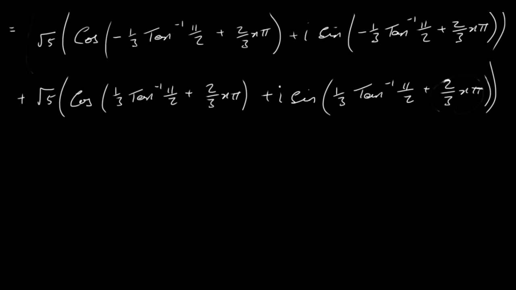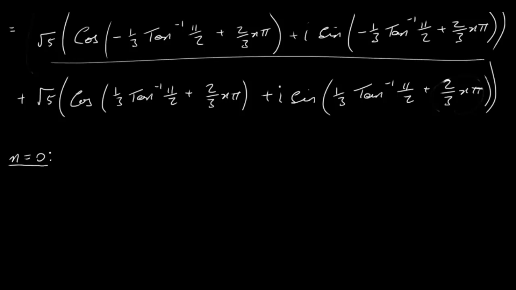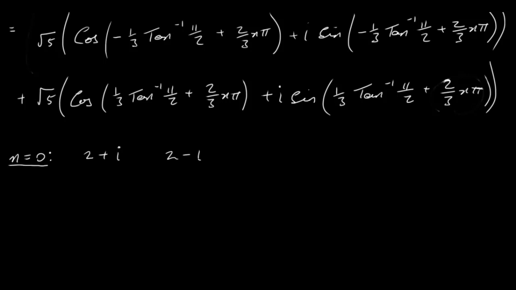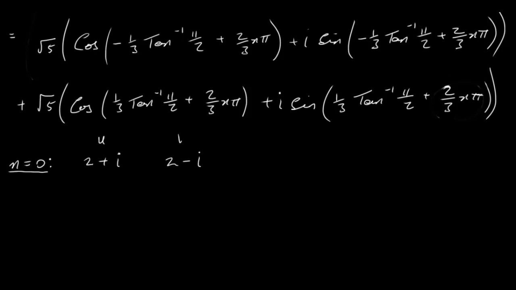So what we need to do is start with n equal to 0. And what you'll find is when you work out this one here, you'll get 2 plus i. When you work out this one here, you'll get 2 minus i. So what we've done here is worked out our u and v. Now remember there are 9 solutions, so we end up with 3 u's and 3 v's, so 9 combinations in total. So we've got to find the other 2 solutions for u and v, and then look for the combinations that will work.